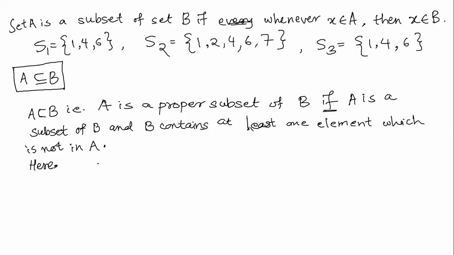See, S1 is a proper subset of S2. Actually, S1 and S3 are the same, so he added S3 is also a proper subset of S2. The reason is that every member in S1 is also in S2. Further, S2 contains at least one element. Here, 2 and 7 are the two elements which are in S2 and not in S1. So S1 is a proper subset of S2. Okay, you understood.